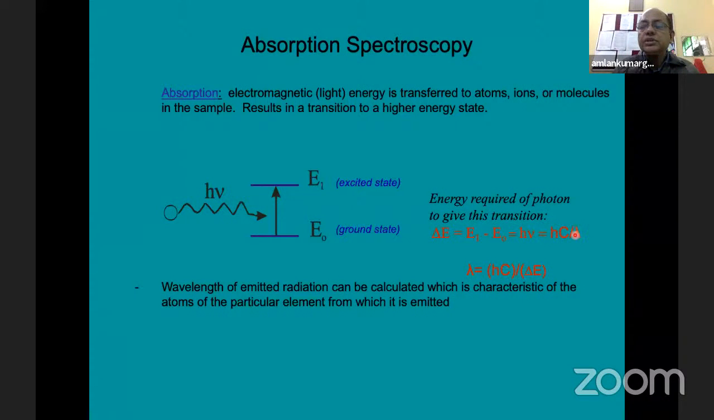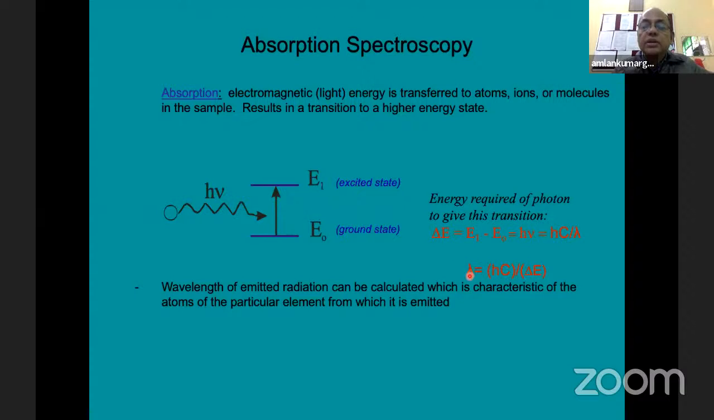Or rearranging this one, wavelength of that emitted radiation is equal to a constant by delta E. That means it is characteristic of the change in state, or difference in state, of the two ground and excited states. So each element will have different ground state energy level and different excited state energy level. So delta E for each element will vary, and hence wavelength for each element will vary.